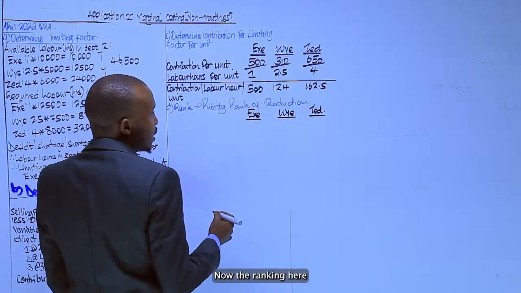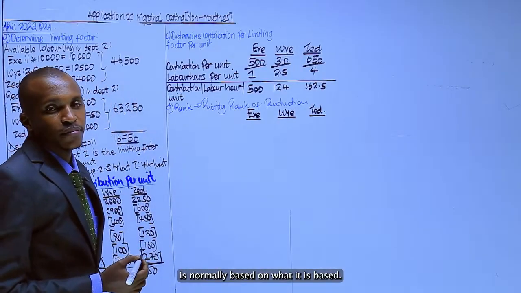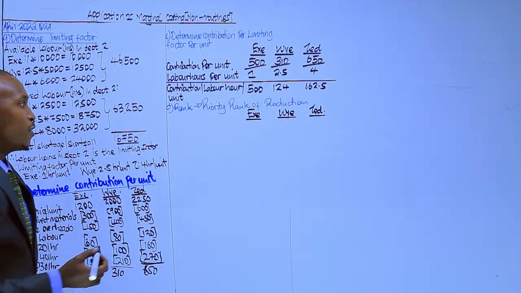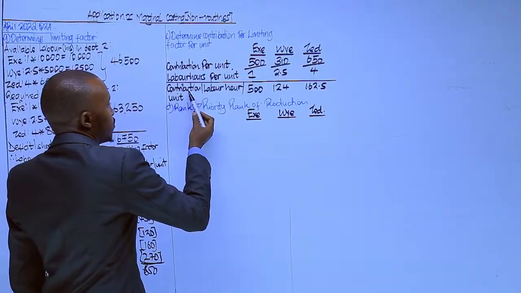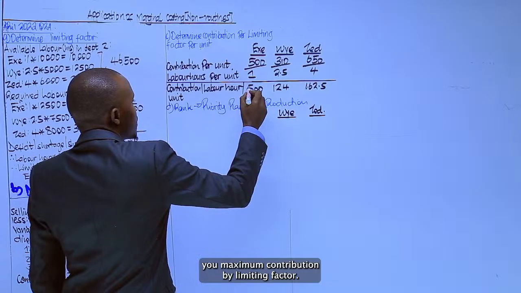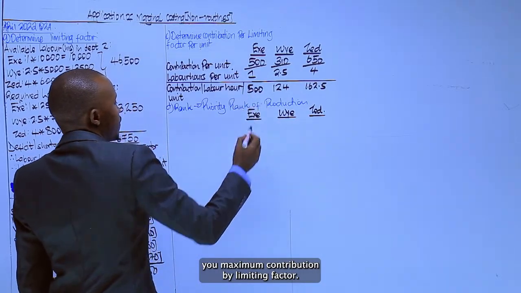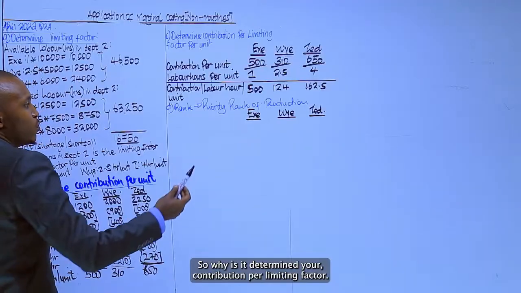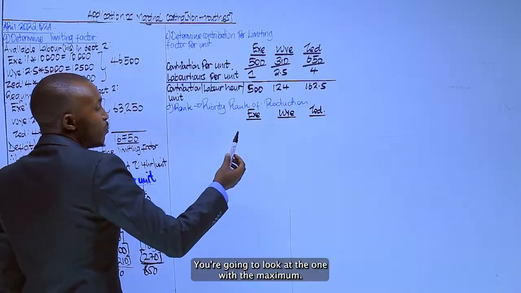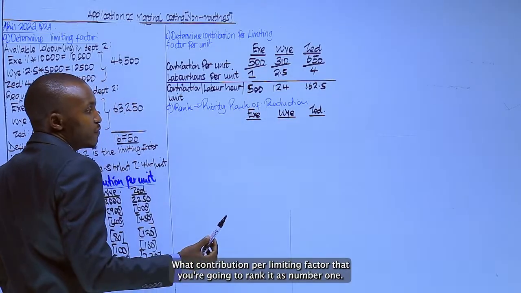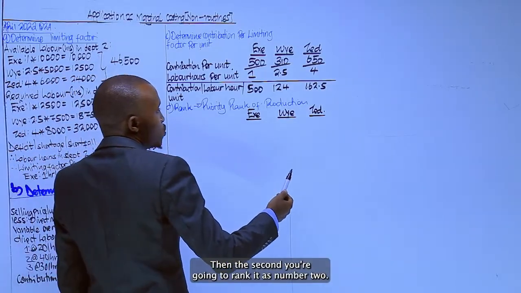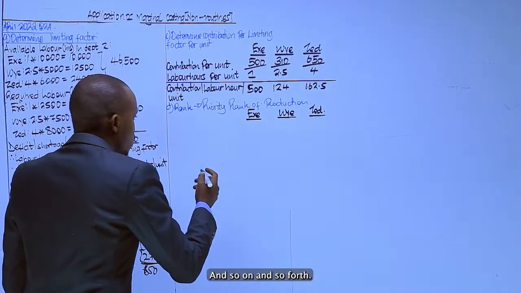Now, the rank in here is normally based on what? It is based on your maximum contribution per limiting factor. So once you've determined your contribution per limiting factor, you're going to look at the one with the maximum contribution per limiting factor. That you're going to rank as number 1. Then the second, you're going to rank as number 2, and so on and so forth.